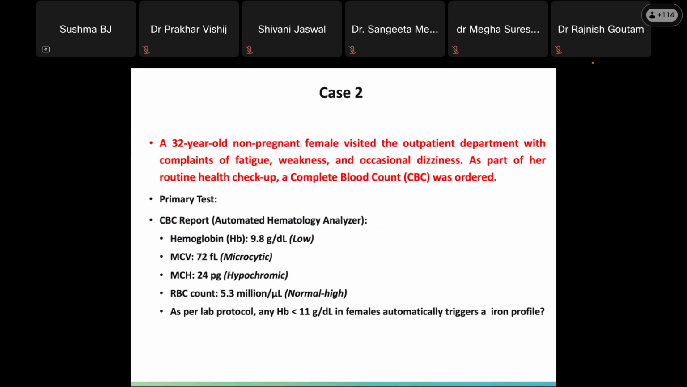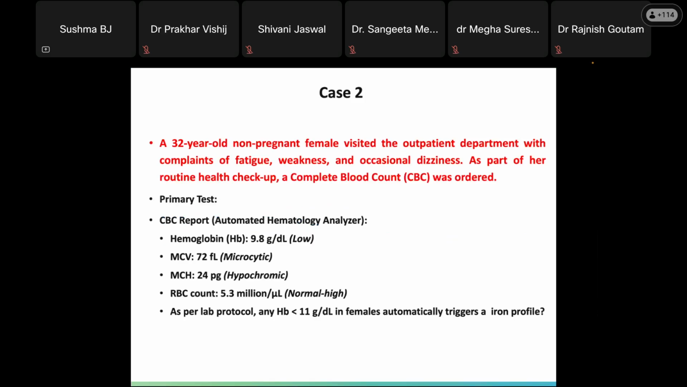Looking at case 2, a 32-year-old non-pregnant female visited the outpatient department with complaints of fatigue, weakness, and occasional dizziness. As a part of her routine health checkup, a complete blood count was ordered.